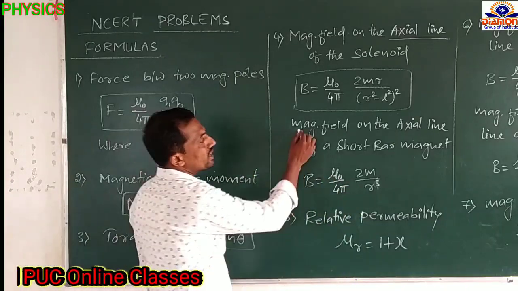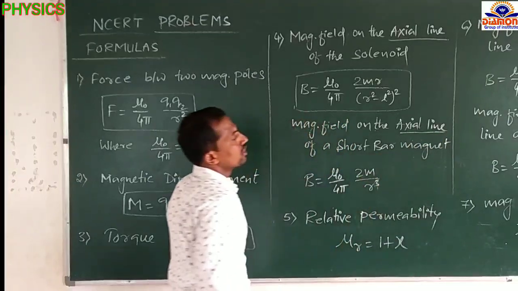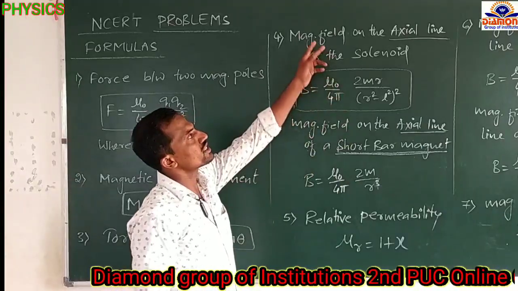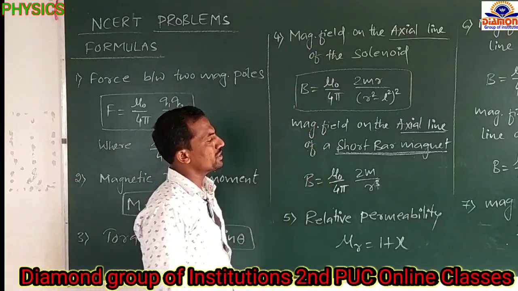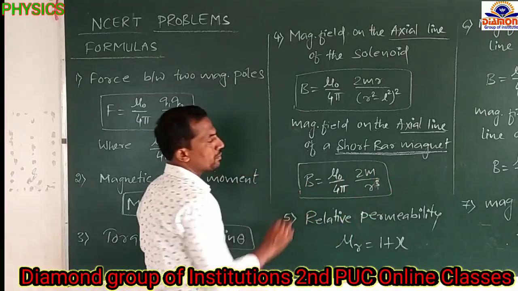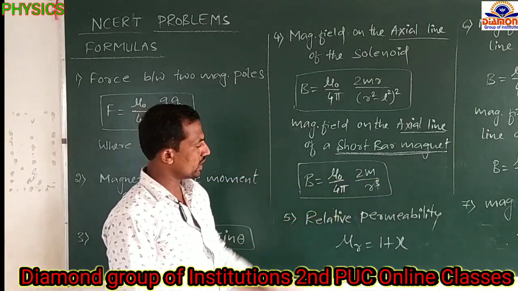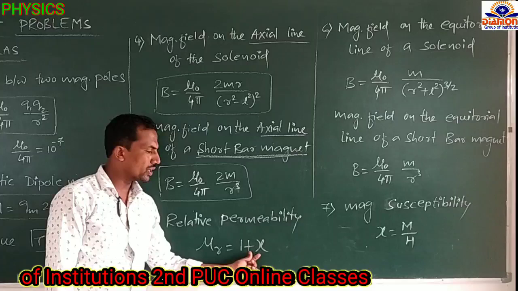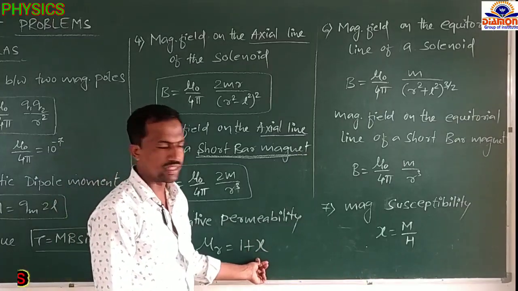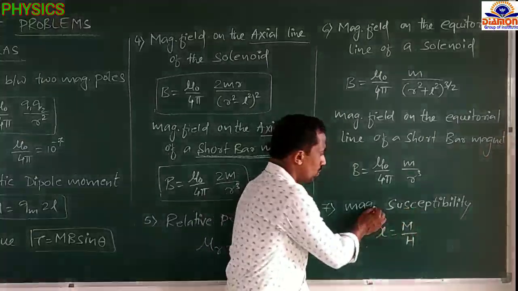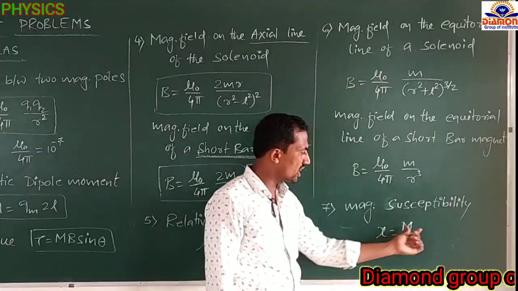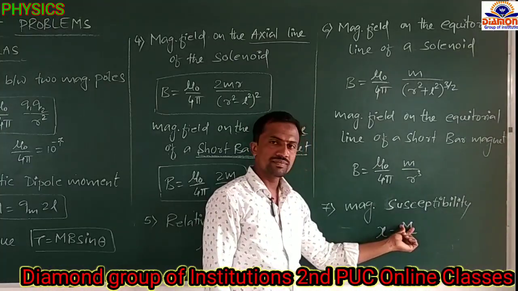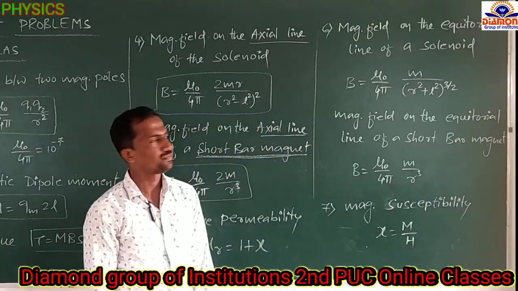The next one, magnetic field on the axial line of a short bar magnet. In this case there is no short. For a short bar magnet, the formula is 2m by r cube. Next, relative permeability, the relation we discussed already: mu r equals 1 plus psi. Psi is the magnetic susceptibility. What is the formula of magnetic susceptibility? Psi equals m by h. What is m? Magnetization. What is h? Magnetic intensity.